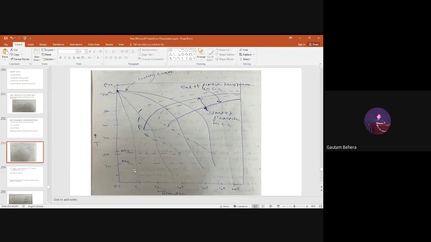Because in isothermal cooling, we are trying to maintain a constant temperature always, right? That means, in other words, the surface temperature and the core temperature are fixed. But in continuous cooling, it is not so. The surface temperature and the core temperature will not be fixed during continuous cooling, because the surface will cool at a very fast rate, but the core will not cool at a fast rate. It will cool slowly. But in isothermal cooling, everywhere in the sample the temperature is fixed, at the surface and the core. You understand my point now? Is it okay?